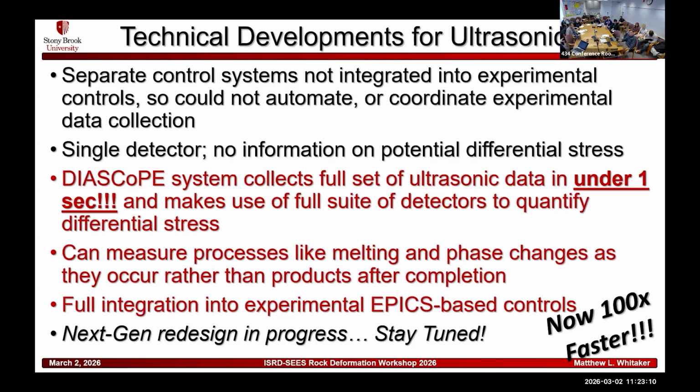We can measure processes like melting and phase transitions as they occur now, where it used to take so long that we would only be able to see the before and after. And now we can actually watch as things change. And this has been fully integrated into the press controls, the EPICS controls. So you can do this on any experiment. And there is a next gen redesign that's in process. Stay tuned for that. It's going to be badass.